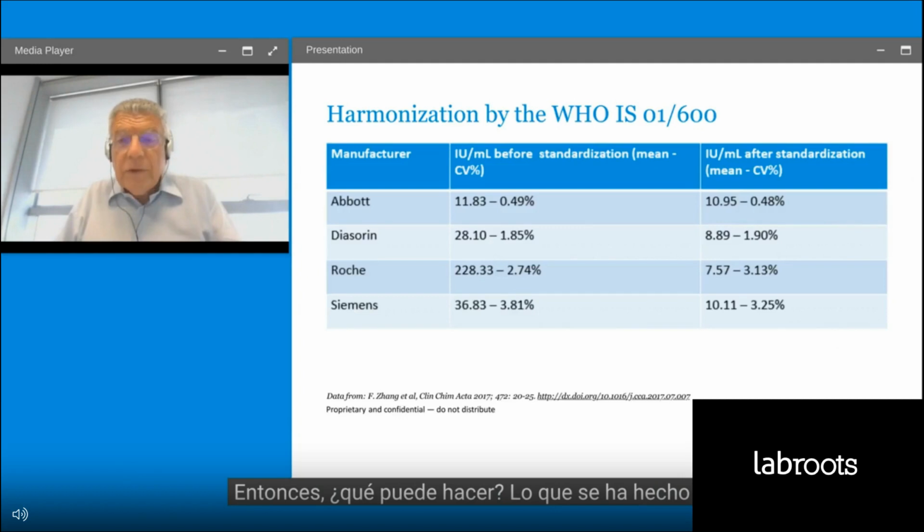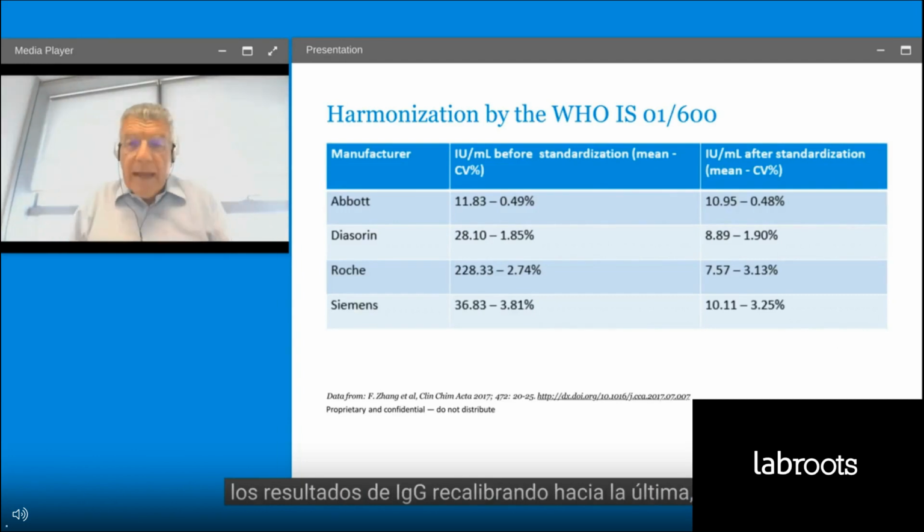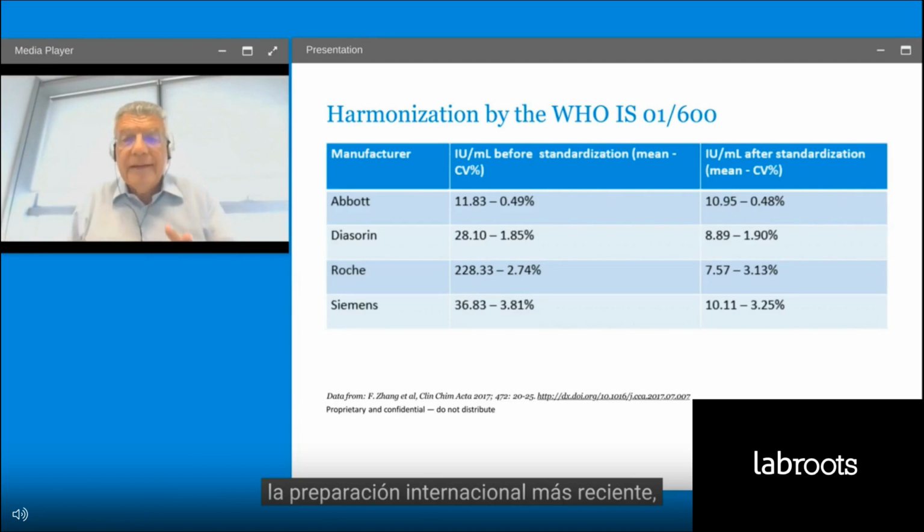So what you may do, or what has been done in several experiments, is just try and normalize the IgG results by recalibrating towards the most recent international preparation, which is the first toxo, and is purely IgG. So there is no confusion having IgG and IgM together, as we have seen in the former standard. This is what would happen.